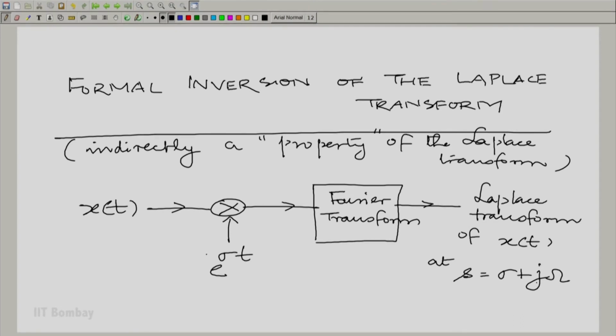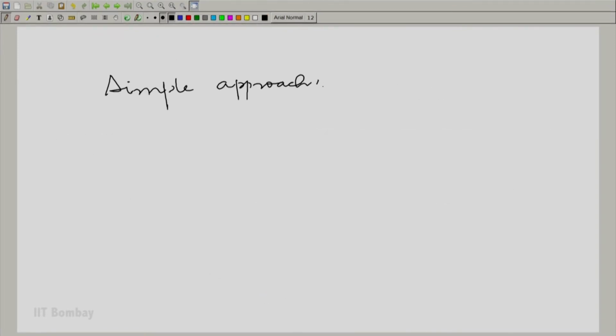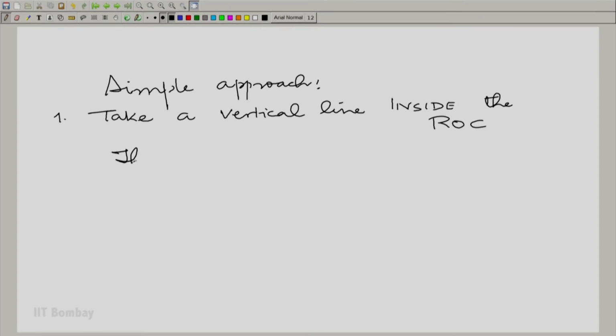In fact, this tells us how you would invert. All that you need to ensure is that this S lies in the region of convergence for all omega, which means the easiest thing to do is to take a vertical line in the region of convergence. That is the simplest thing to do. Take a vertical line in the region of convergence, strictly inside. Now, the region of convergence would include many such vertical lines, and the line would have a fixed sigma. Take the inverse Fourier transform first.